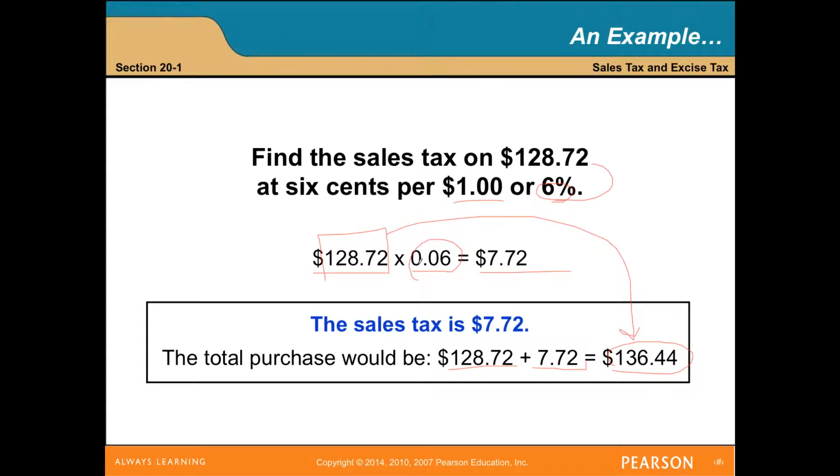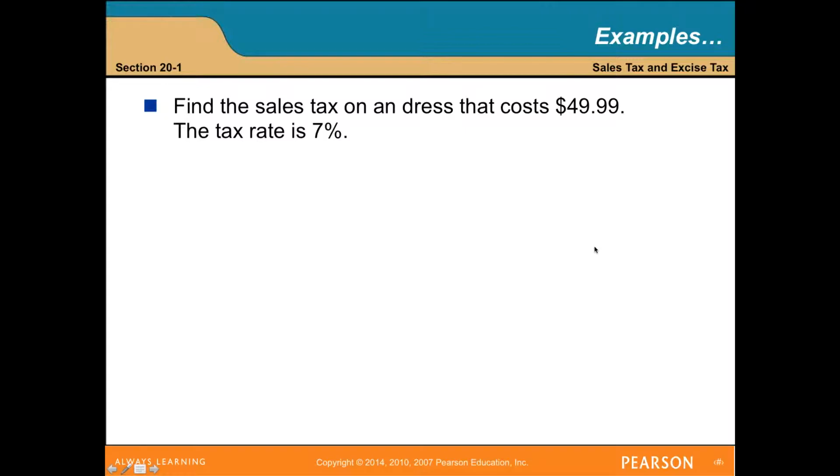Now, one thing that you could also do to go straight from here to here is multiply, instead of by 0.06, by 1.06. Basically we're telling the math formula, give me $128.72 times itself plus 6%. That'll give you the same amount without having to do the step of adding the tax. But at least this step will tell you what the tax is, which you're going to need to know for the homework.